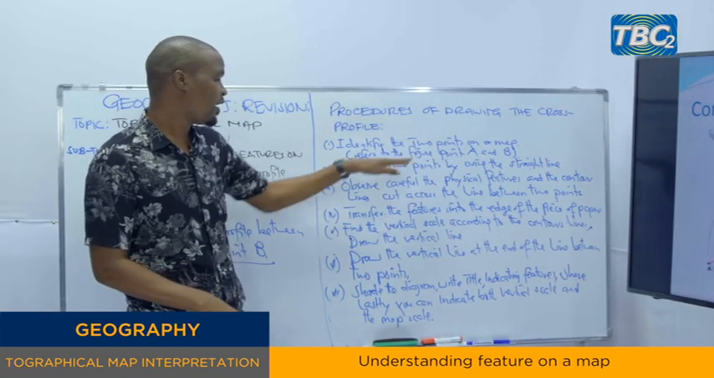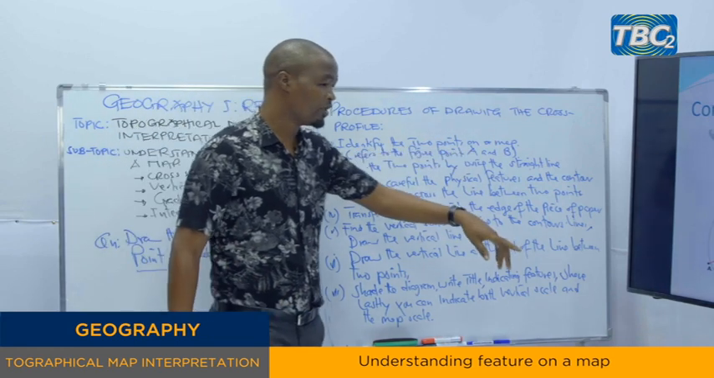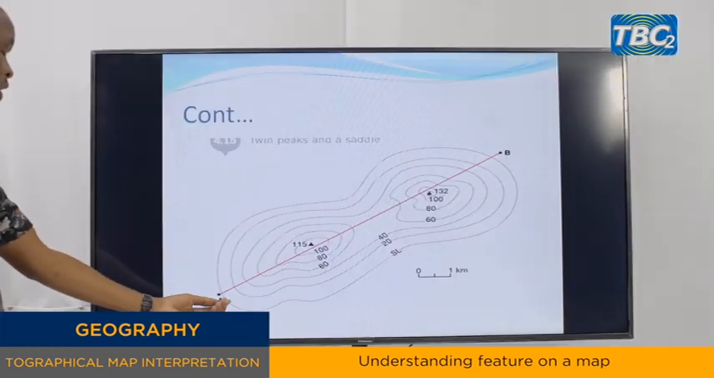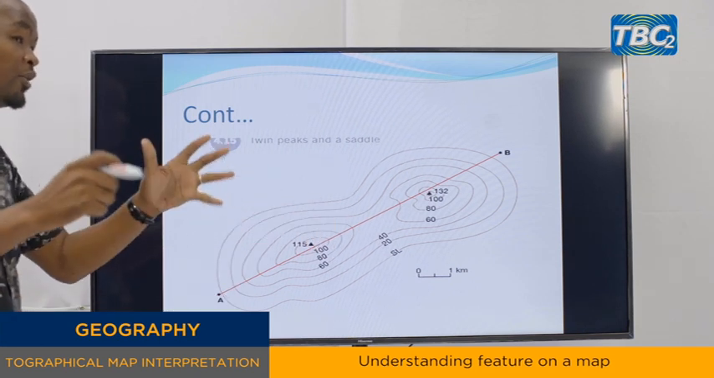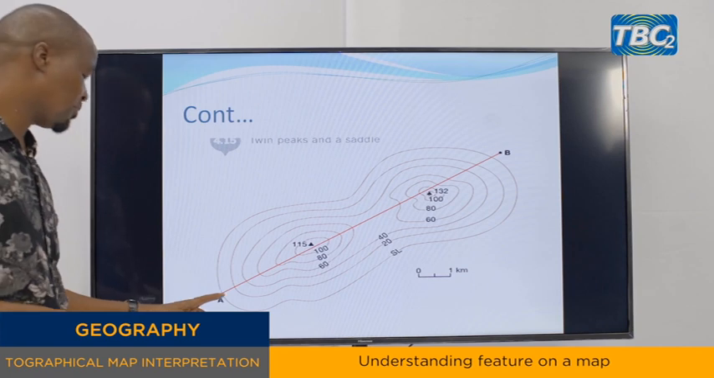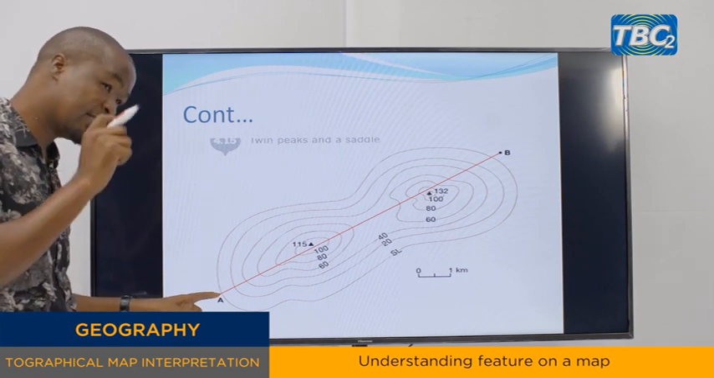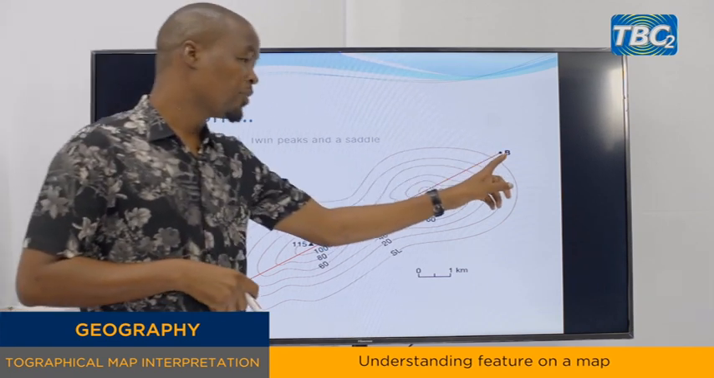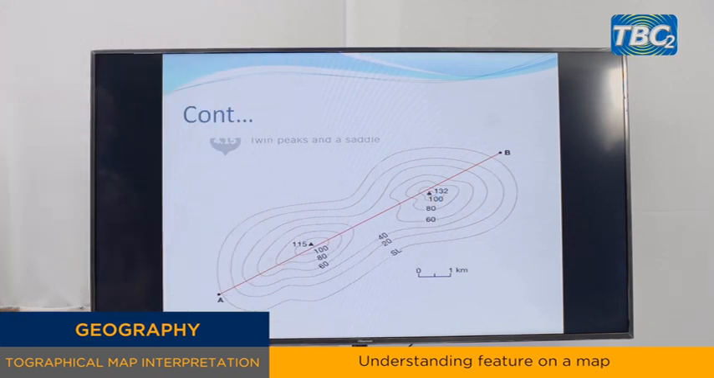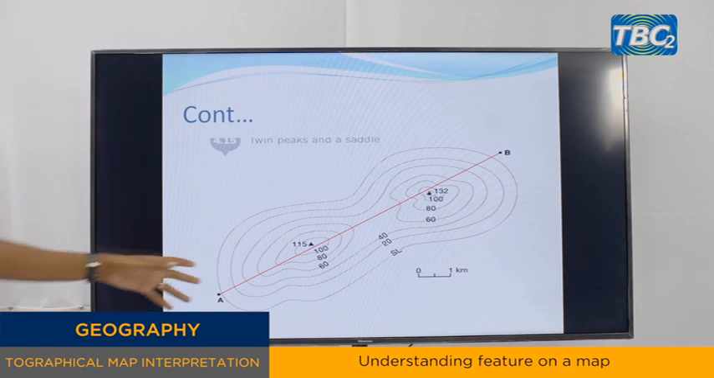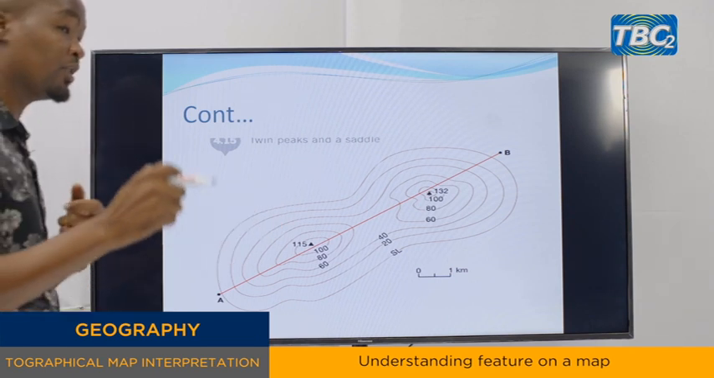Refer to the figure: point A and point B. It means by using our figure right here, we have been given point A and point B, using a place name. This point here is named A, and this point here is named B. So that is the first procedure. We have already identified the two points, so we go to the second step.